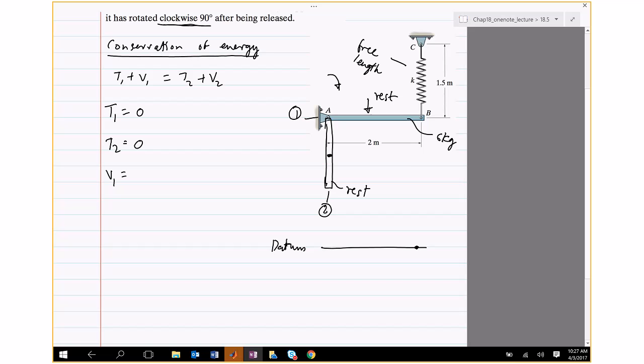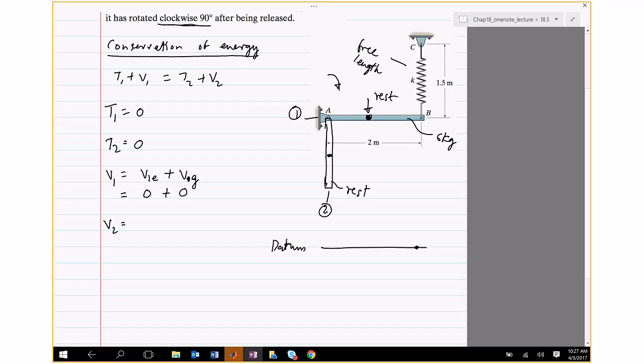Okay, so there are two things. There is the elastic potential and there is the gravitational potential. What's the elastic potential? It's 0 because the spring is unstretched. The elastic energy in a spring is half k s squared, but the displacement is 0, so the potential is 0. What's the potential due to gravity? It's also 0 because the body is on the datum. This is where the center of mass is, and that passes through the datum, so that's also 0. Okay, so V1 is 0.